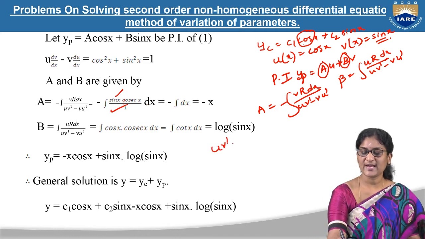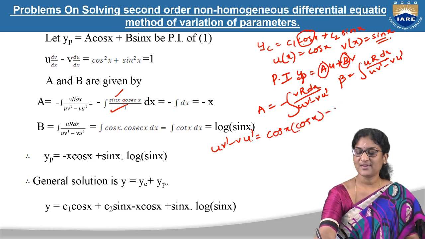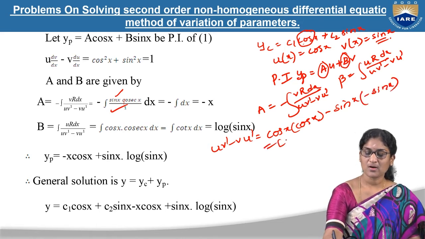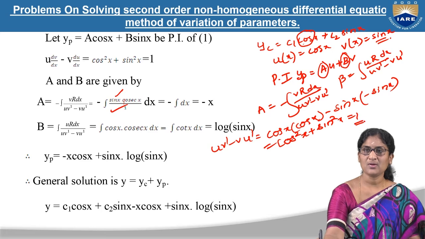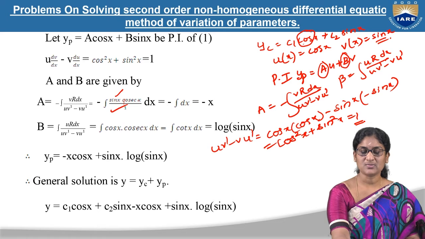So what is uv dash minus vu dash? U is cos x and the derivative of sin x is again cos x, minus v, that is sin x, and the derivative of cos x, that is minus sin x. So this comes out to be cos square x plus sin square x, which is equal to 1. So we get minus integral of sin x into cosecant x by 1 into dx.